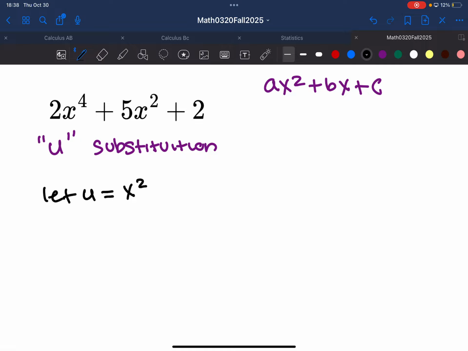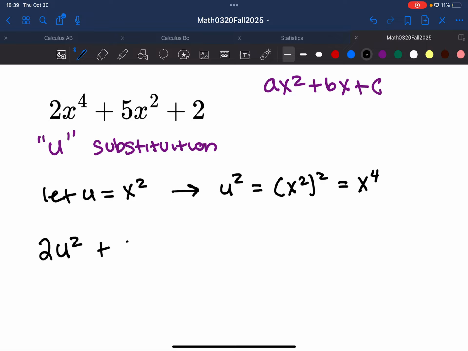It's always going to be that middle term, always. Which means, what happens if I square the u? That means that's x squared squared, which is x to the fourth. So instead of writing this with x's, let me substitute with u's. So this is 2u squared plus 5u plus 2. Now are we able to factor this? Yes, because now it looks like a quadratic equation, just like the one I drew in purple above.